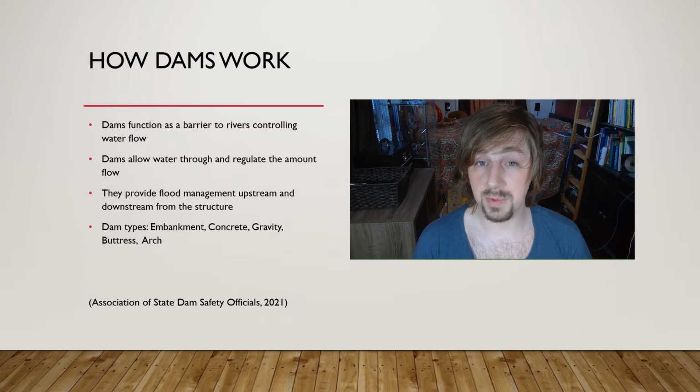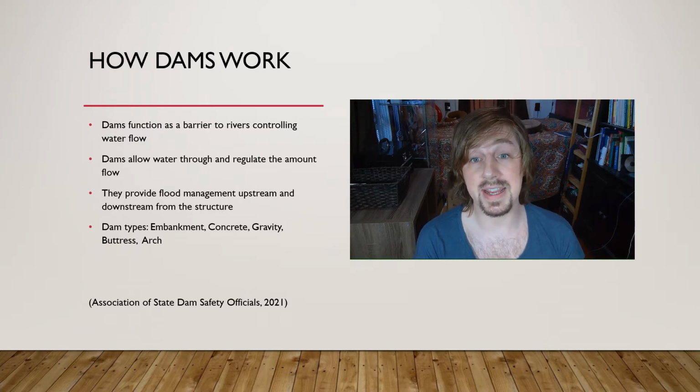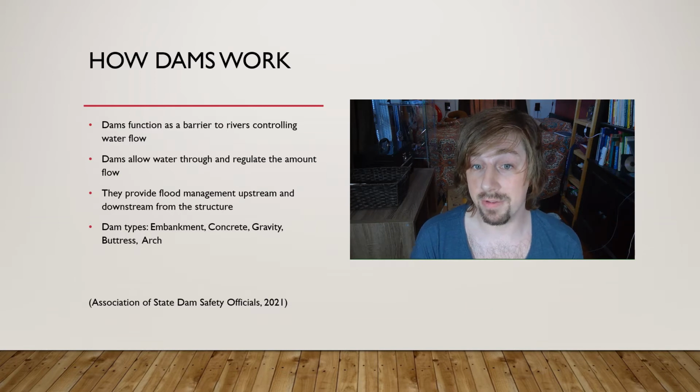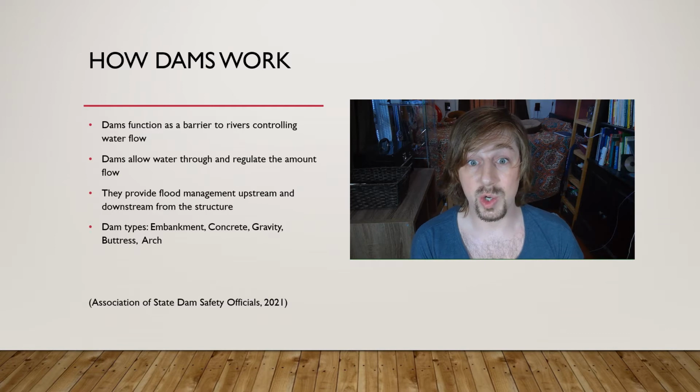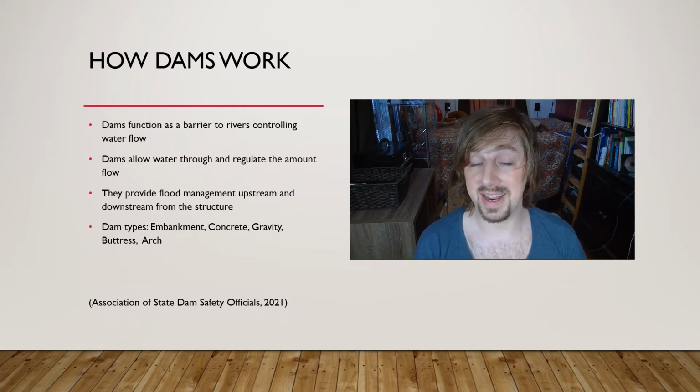Firstly, how do dams work? Dams function as a barrier to rivers controlling water flow. They allow water through and regulate the amount of flow through the river itself. They provide flood management upstream and downstream from the structure, and dam types are embankment, concrete, gravity, buttress, and arc dams.